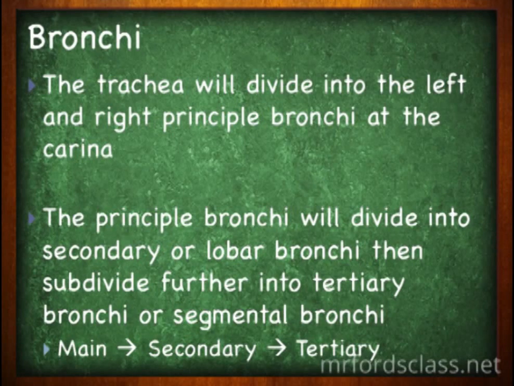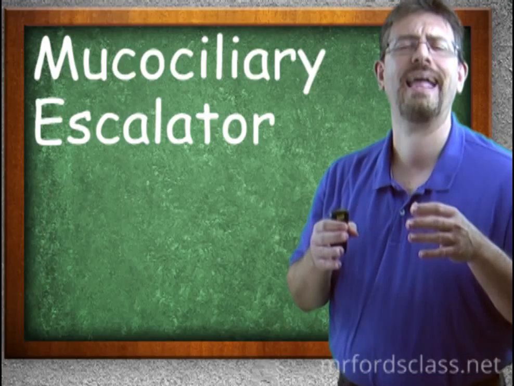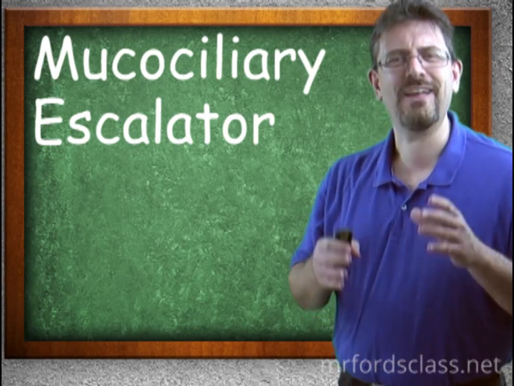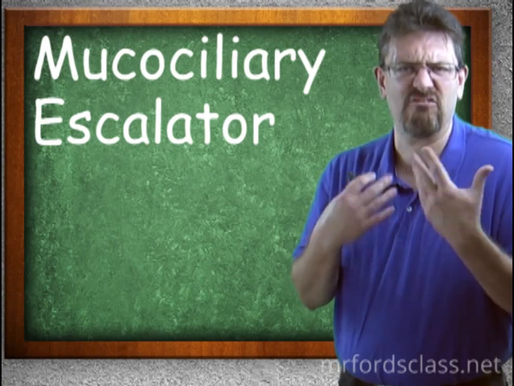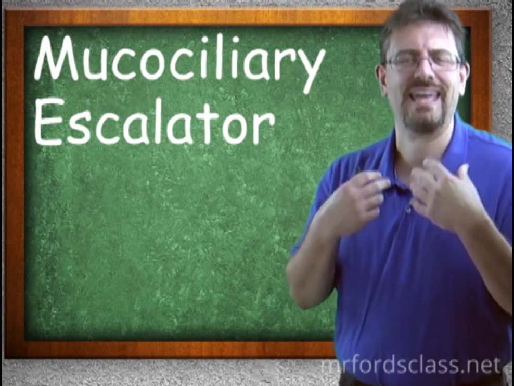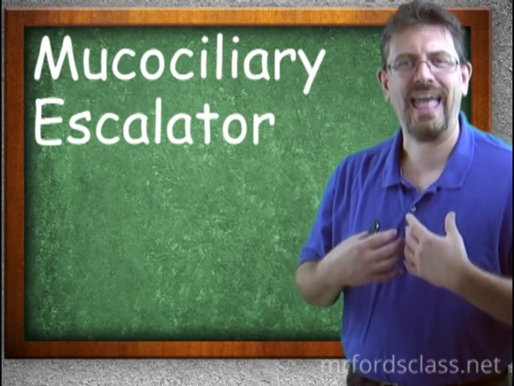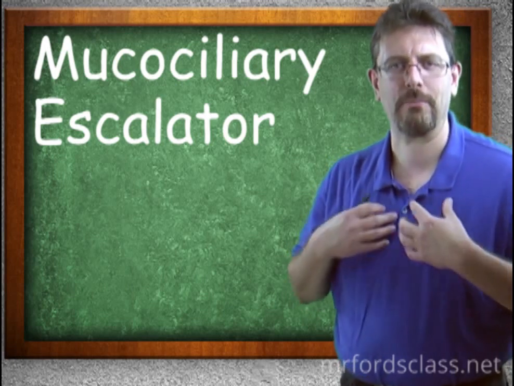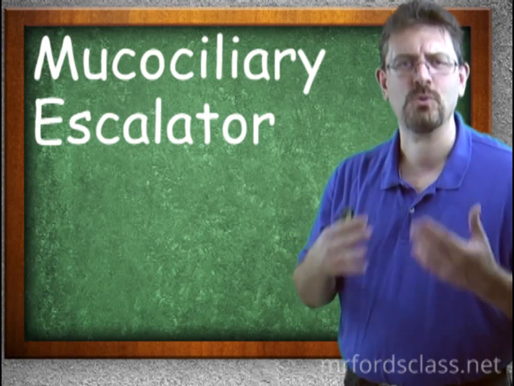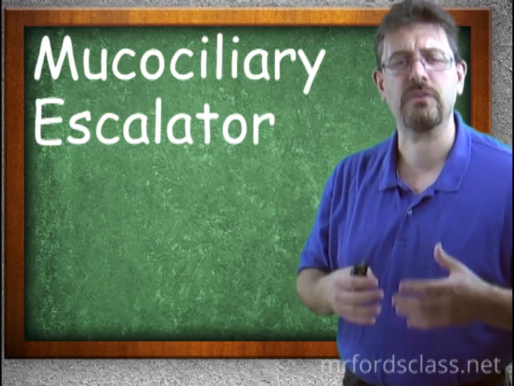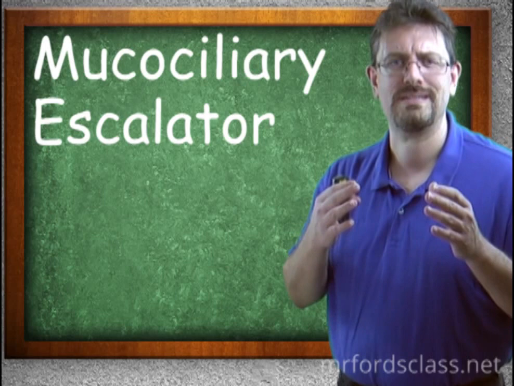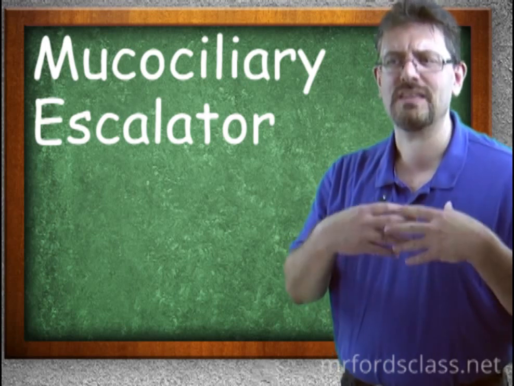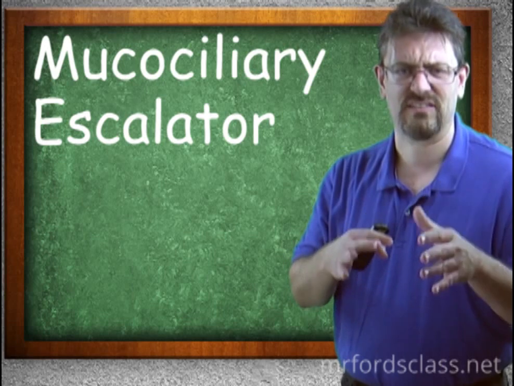It's then going to split into a left and right main bronchi. You have something called the mucociliary escalator. Don't try to say that fast. What happens here is dirt and other icky stuff, dust, gross stuff in general, can get into your respiratory tract. And along down this windpipe, along down this trachea, you have mucus. Mucus is there to trap the foreign particles. We want to keep the respiratory tract sterile. And so the mucus is going to attempt to collect and trap stuff that shouldn't be there, dust, like I said, dirt, things like that.